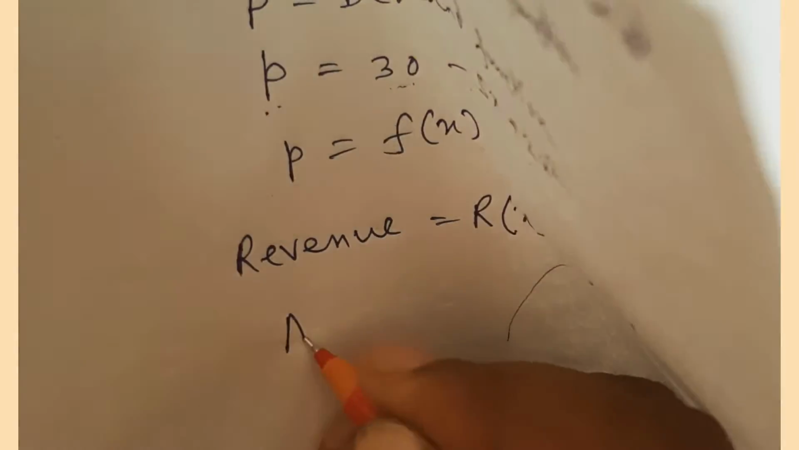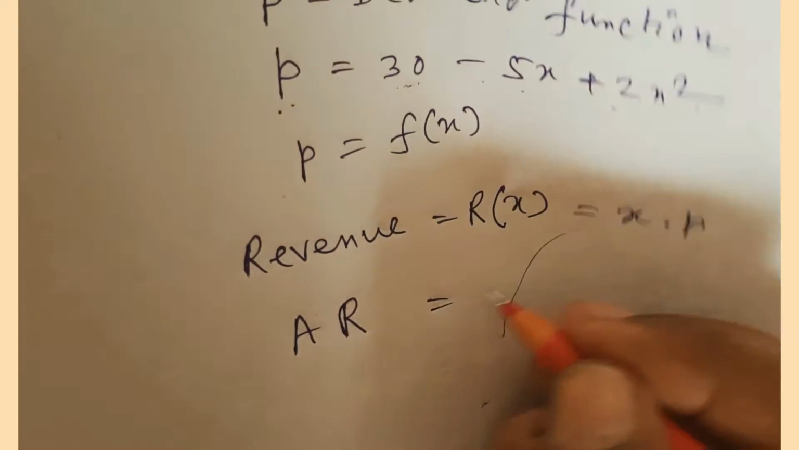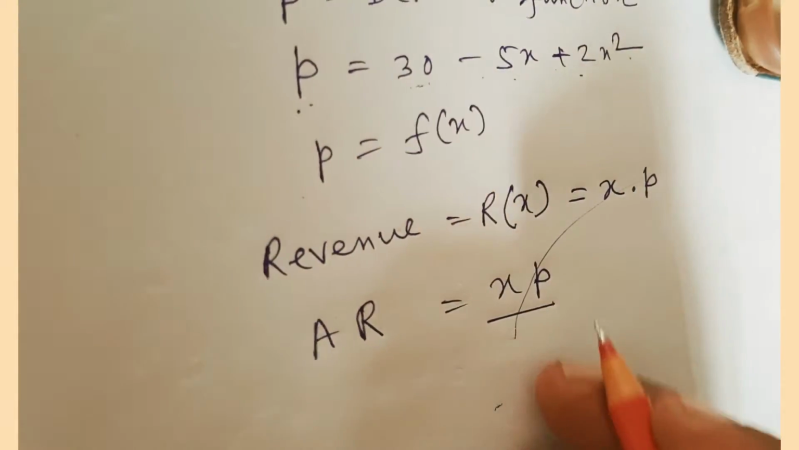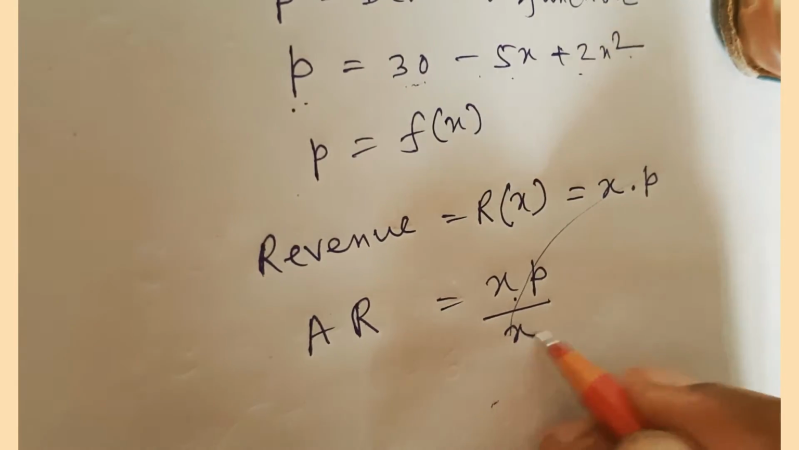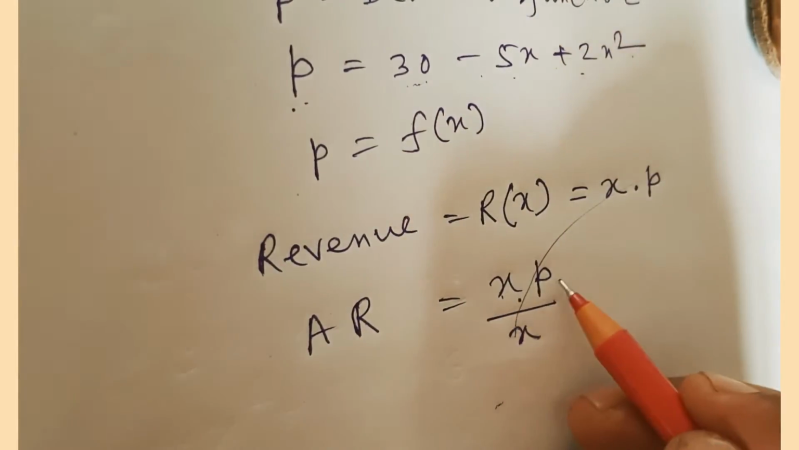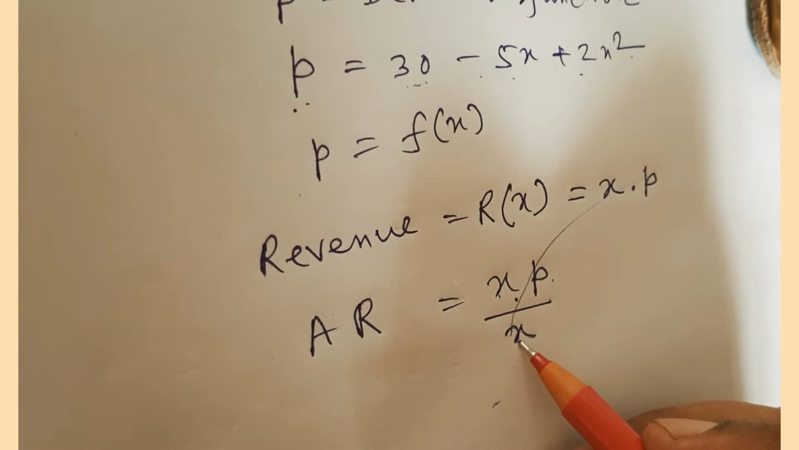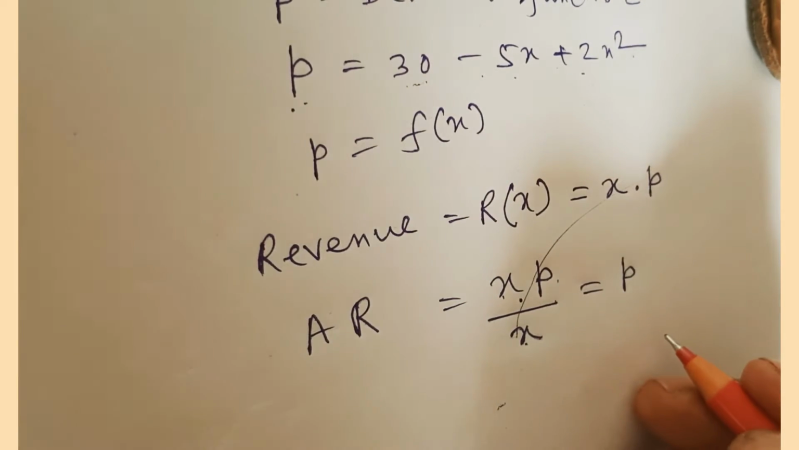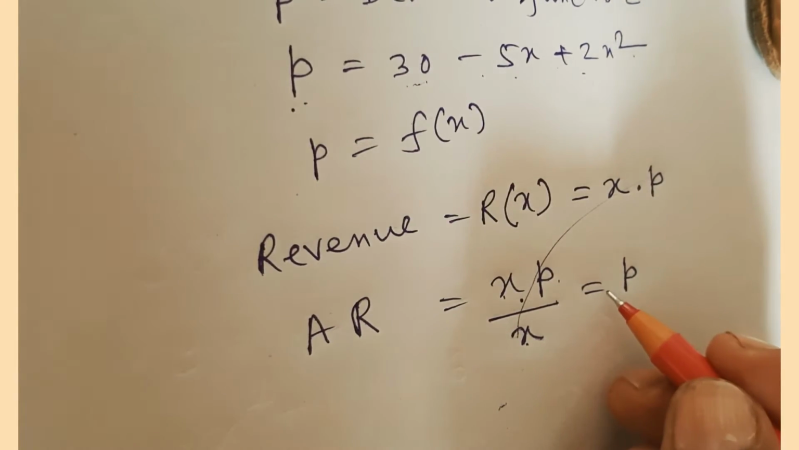What is average revenue? Average revenue means x into p divided by x. So what is the meaning of average revenue? Average revenue is equal to only the demand function.